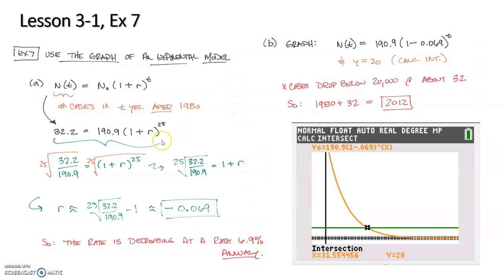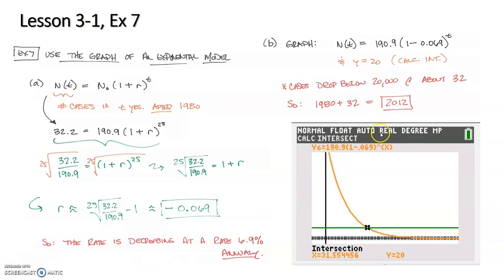All right, so now they want us to predict when it will hit 20,000 cases, or when it will drop below 20,000, I should say. So we have this formula here, and now because we know the rate, we can go back to our original formula, know where we started, know the rate of decline or decay, and now we're curious about how many years. And so what we want to do is actually graph this.